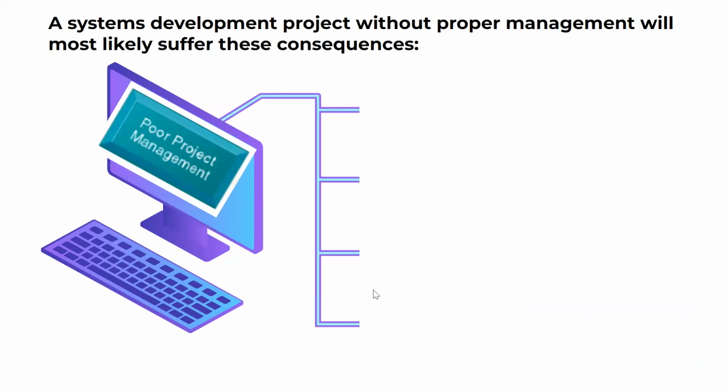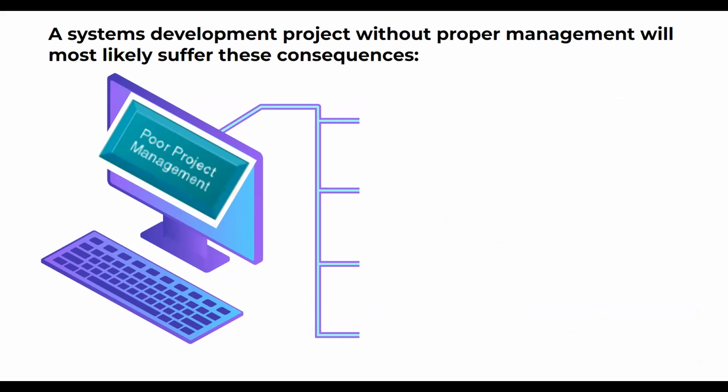Yeah, so a systems development project without proper management will most likely suffer these consequences. So according to a 2015 report by Wan Yi, so si Wan Yi, it develops software solutions for managing and reducing IT costs. So sabi niya, 37% of all software installed is not being used, wasting 30 billion US dollar in the United States alone.